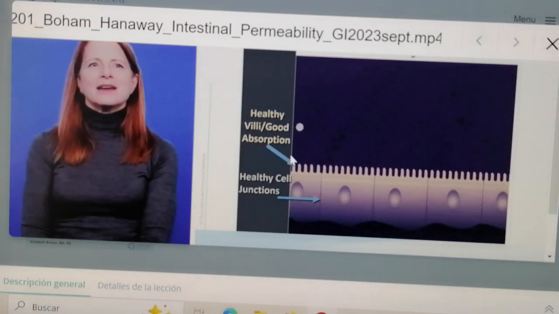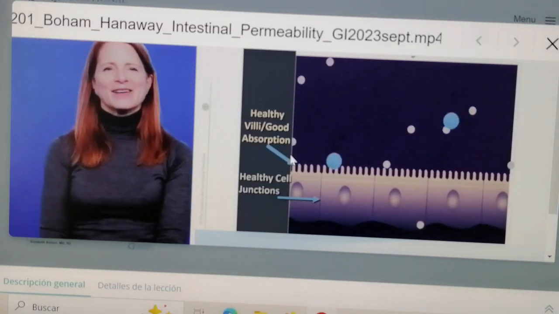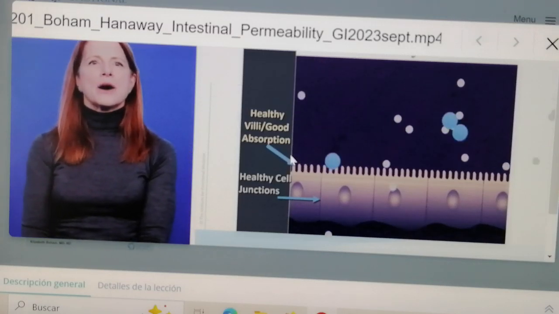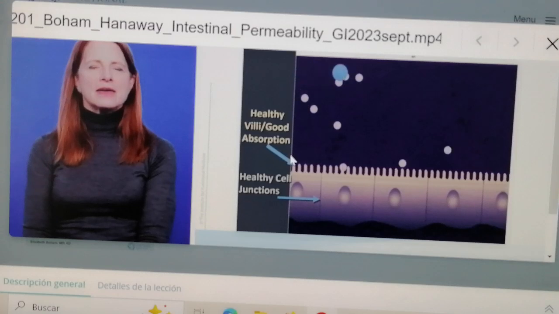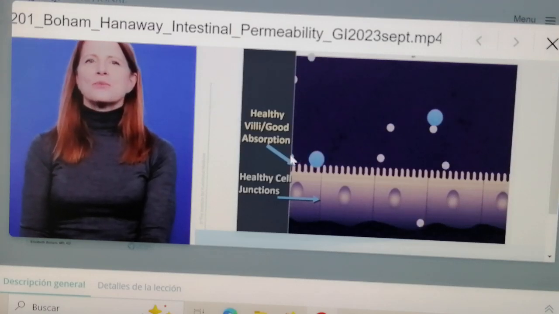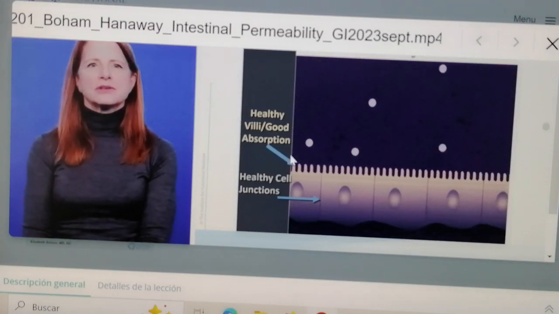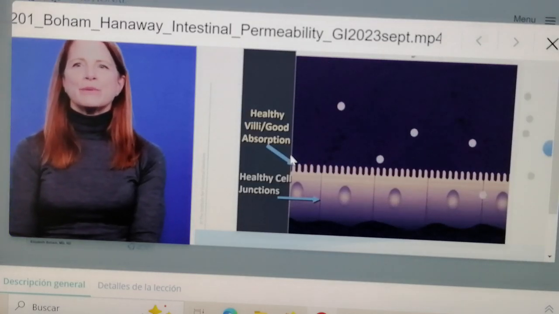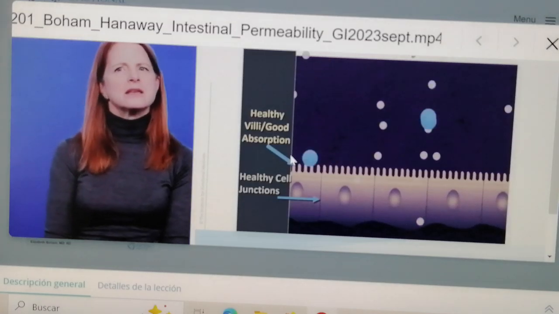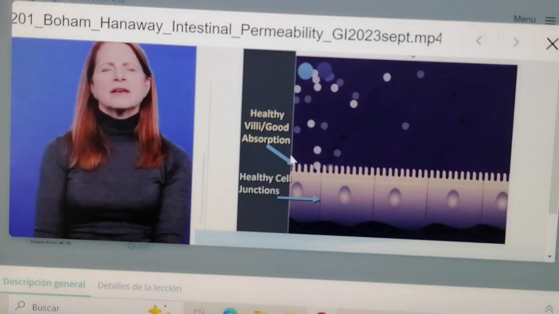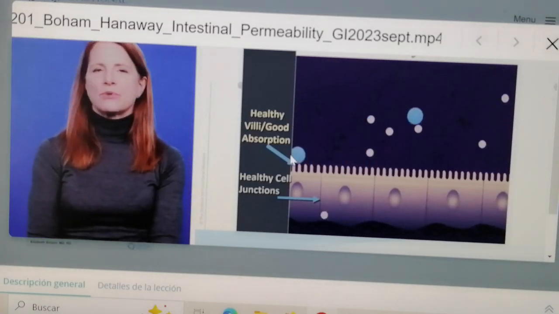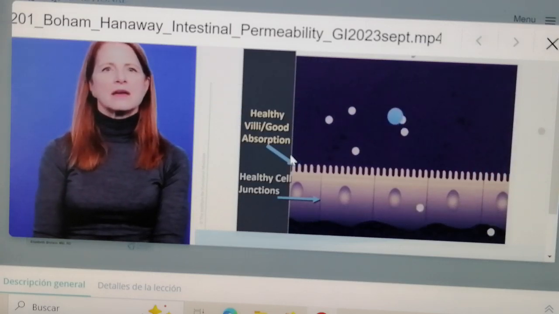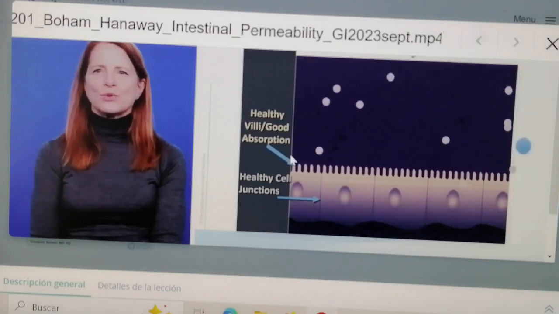So here's really a nice schematic showing a very healthy gut, where the lighter gray circles are things that we want to get absorbed, either transcellularly through the cell or paracellularly between the two cells. But those big blue dots, think of them as toxins or food particles that haven't been digested properly yet, or bacteria that shouldn't get absorbed. You can see they're not getting absorbed there, right? But the gray dots are getting absorbed as they should.